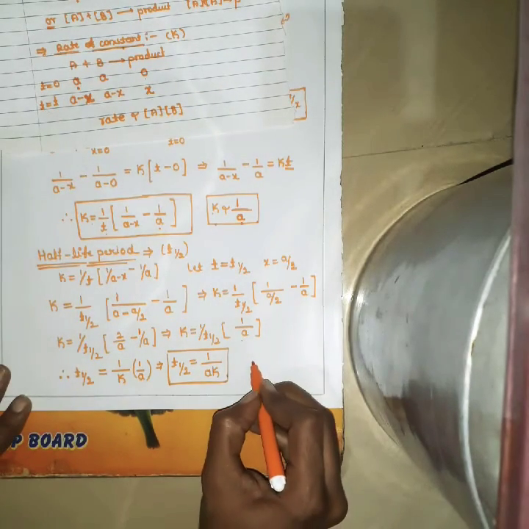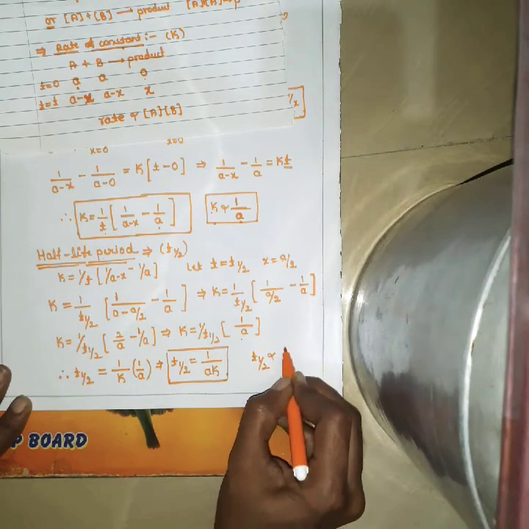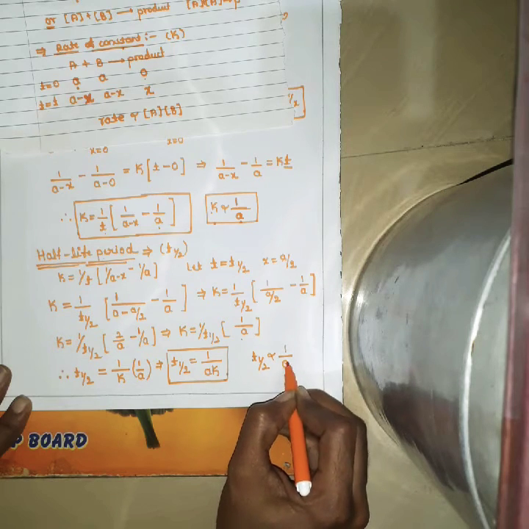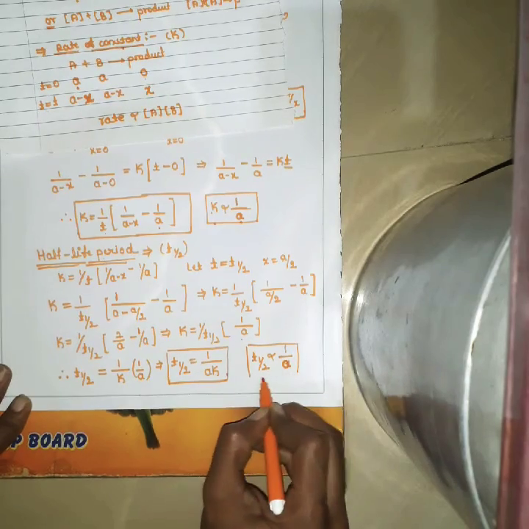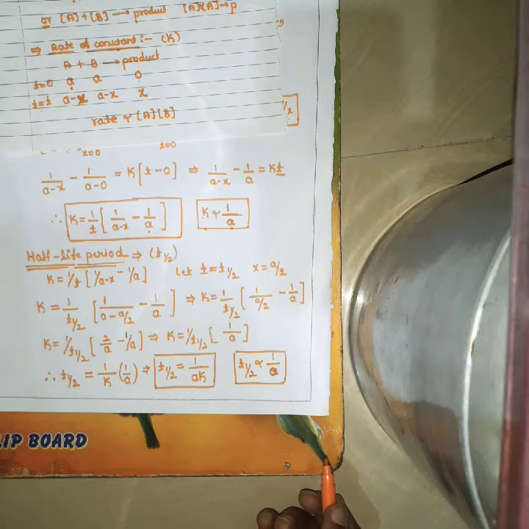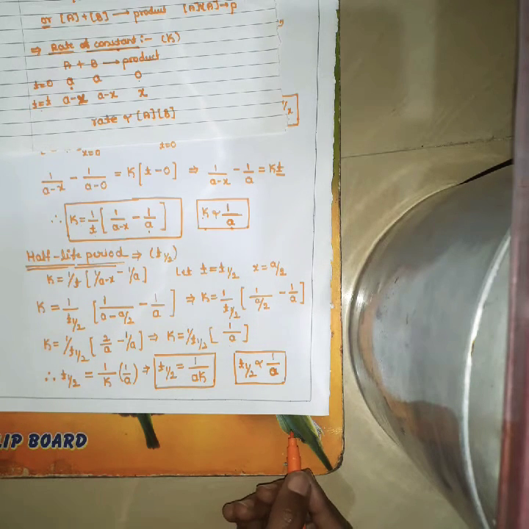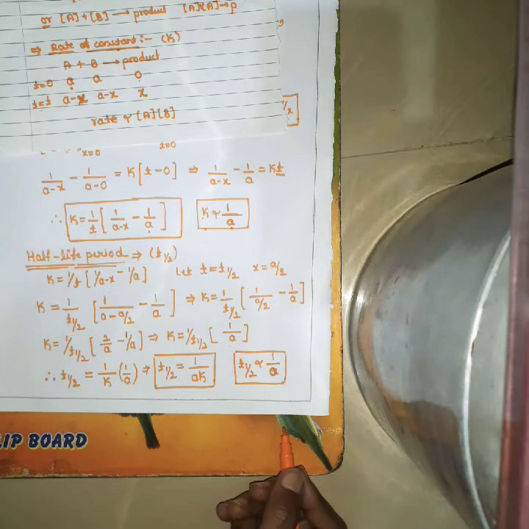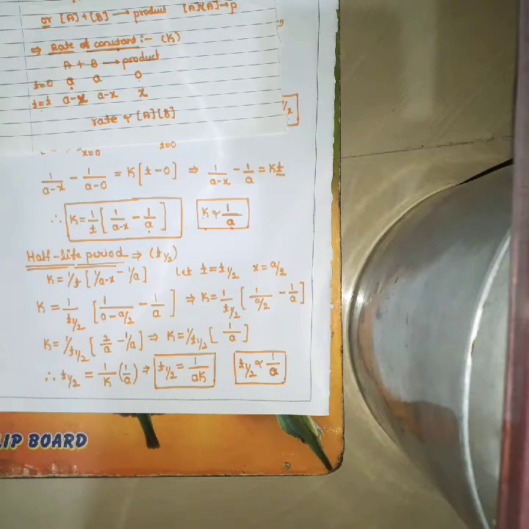Here also, t half is inversely proportional to the initial concentration. This is the half-life period for a second order reaction. These two derivations are important from the examination point of view.